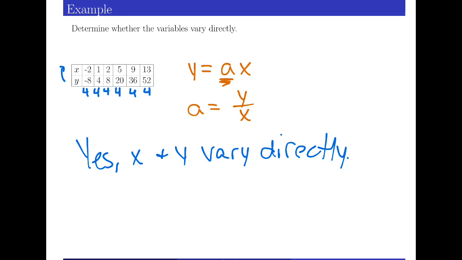If we had gotten to a value, let's say we ended up at 15 and 75. 75 divided by 15 is 5. So if we had one more point in there, 15, 75, and then that didn't come out to the same constant, now this set of data no longer represents direct variation. It's got to come out to the same constant every time.